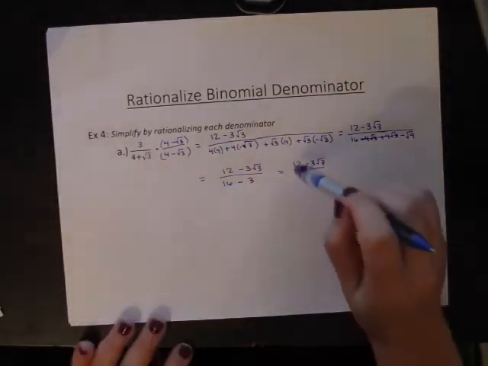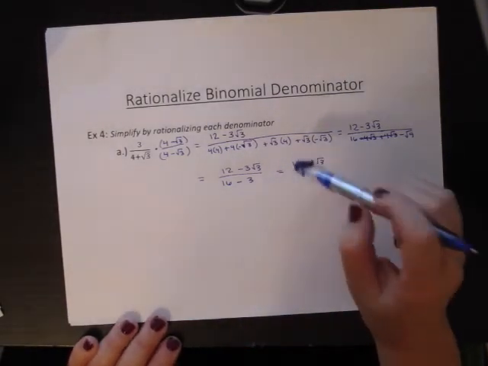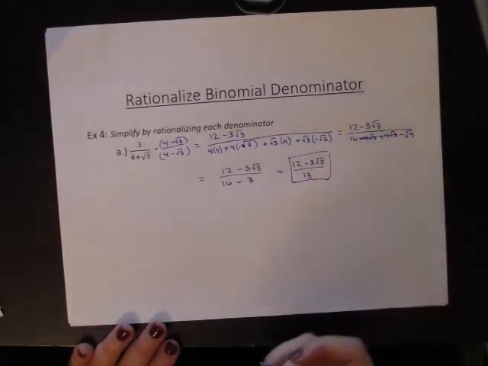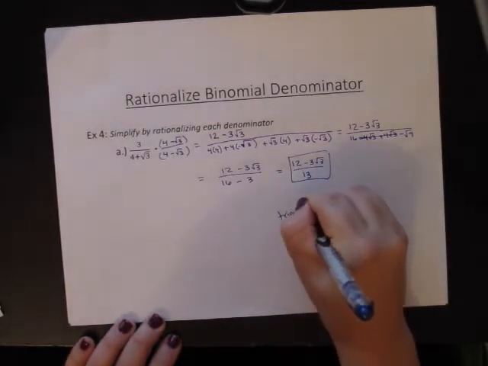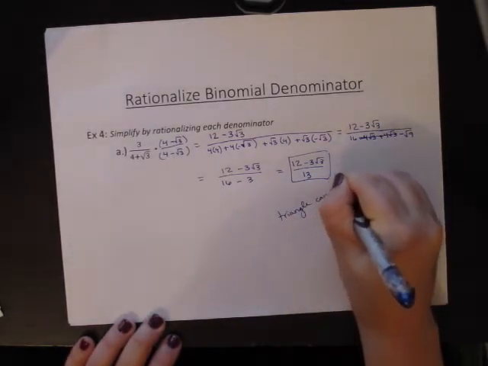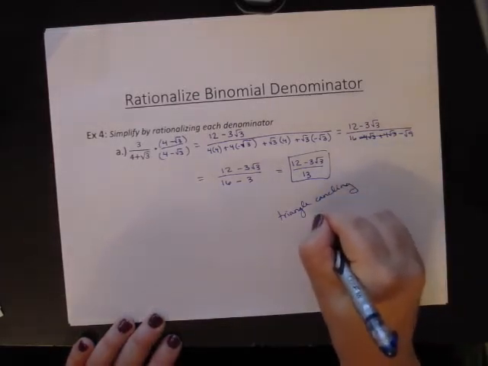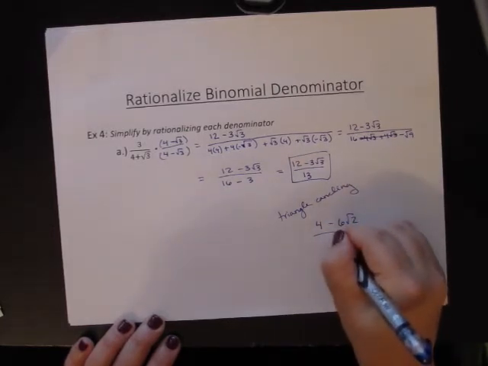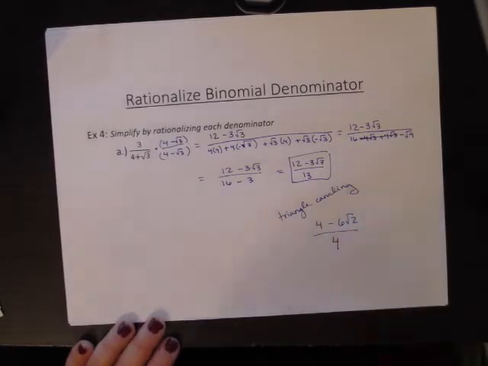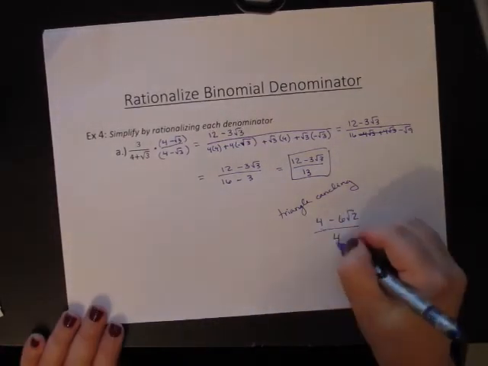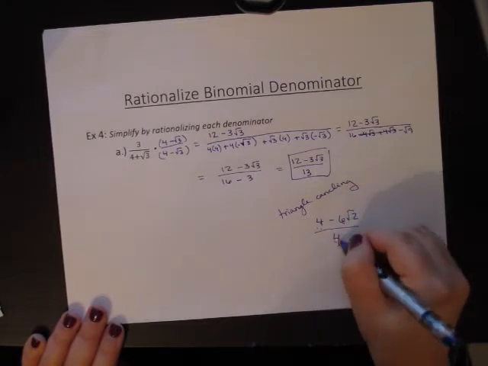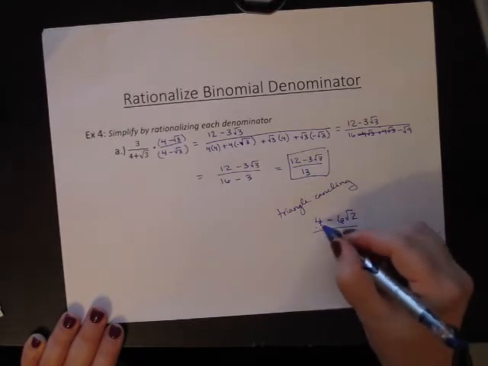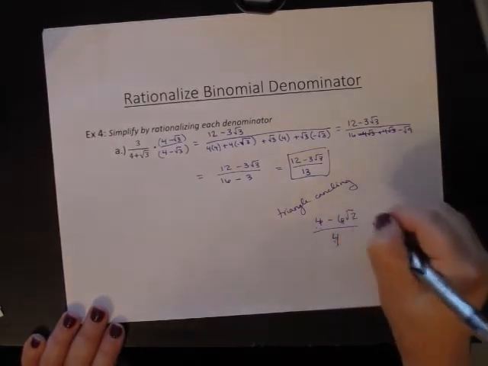The last thing that you want to do is check your coefficients to see if you can do any type of triangle canceling, but you cannot for that one. So what I mean with triangle canceling is like this. If you had 4 minus 6 square root 2 over 4. When you look at your coefficients in the triangle, you see that you can do some canceling because they're all even digits. So what can go into 4, 4, and 6? Well, that would be 2.